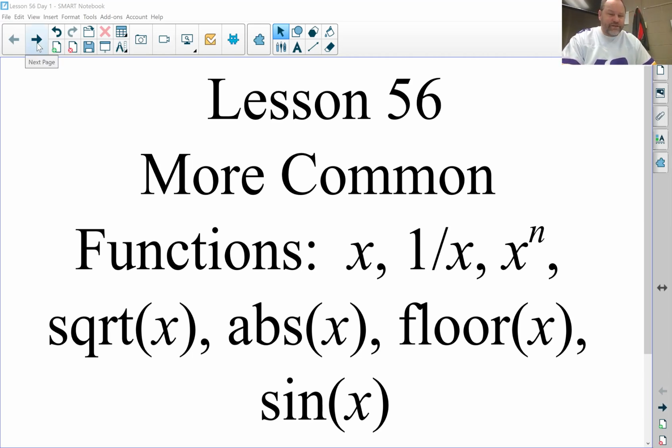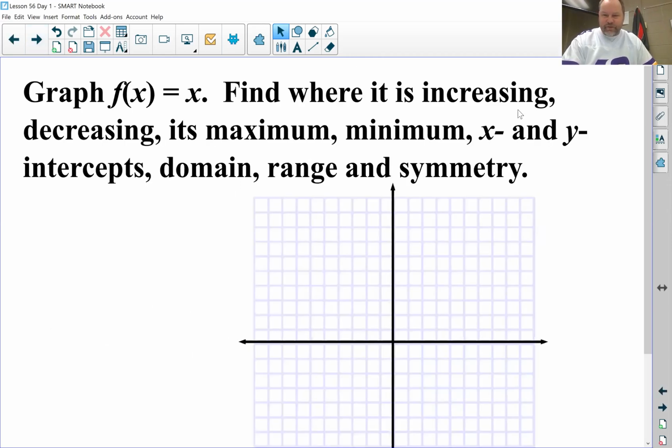Not a lot of terminology for this lesson. As a matter of fact, there is no new terminology at all for this lesson. So your assignment is going to be very similar to what we're going to do here.